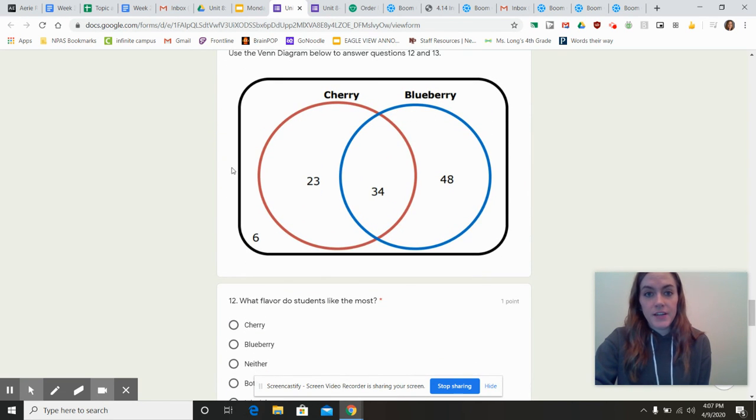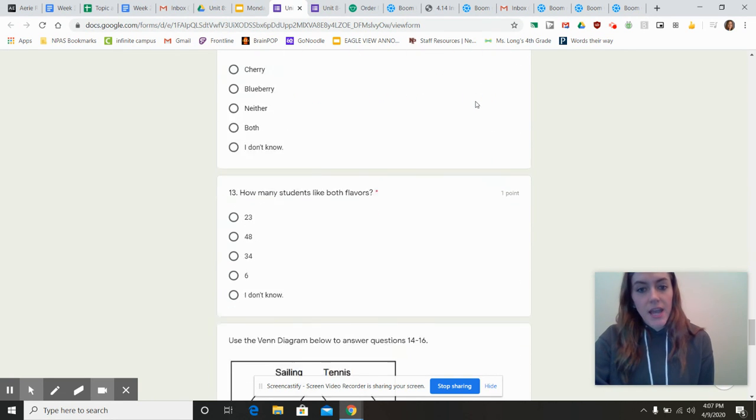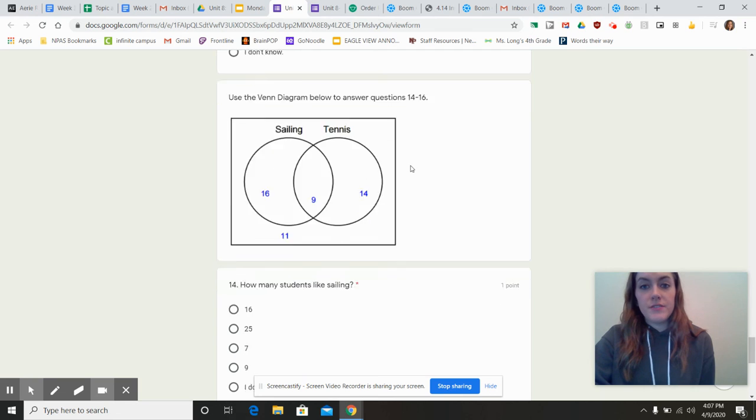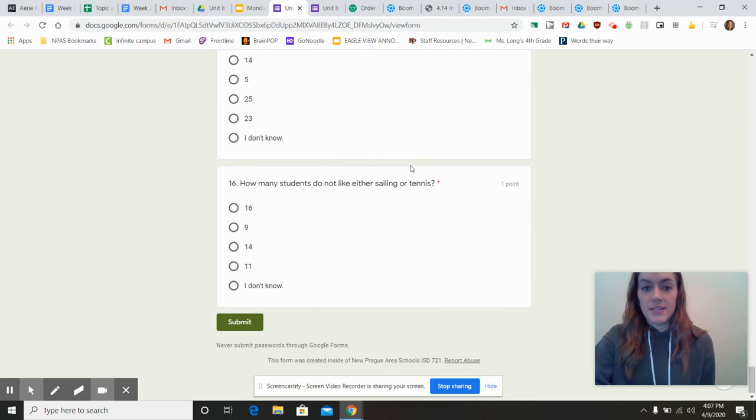And then we've seen Venn diagrams a lot. We've used them a lot in reading strategies, but we haven't used them a lot for math. So you're going to be answering these Venn diagram questions for 12 and 13 based on cherries and blueberries. And then you have a smaller Venn diagram here with sailing versus tennis. You're going to be answering questions 14, 15, and 16.